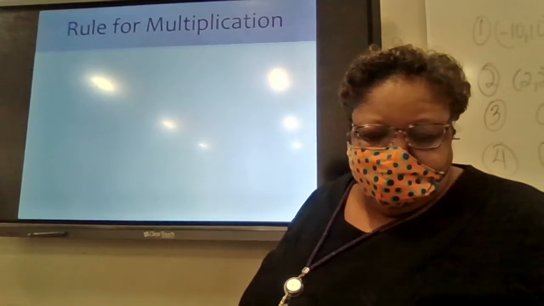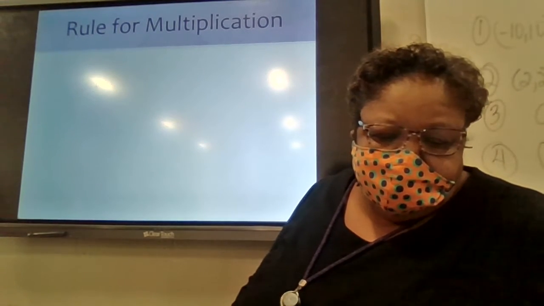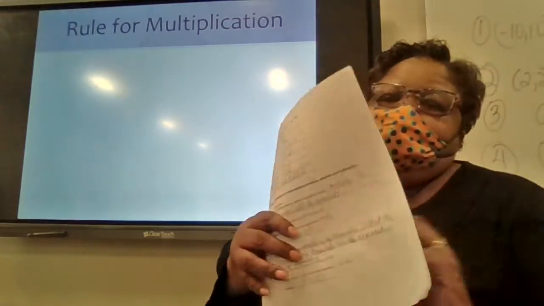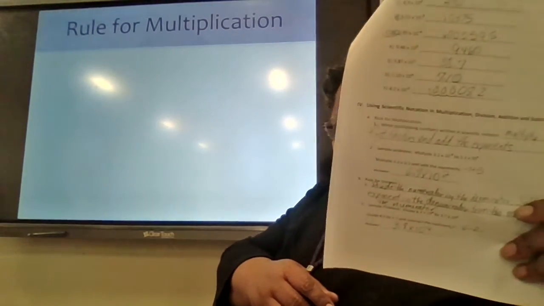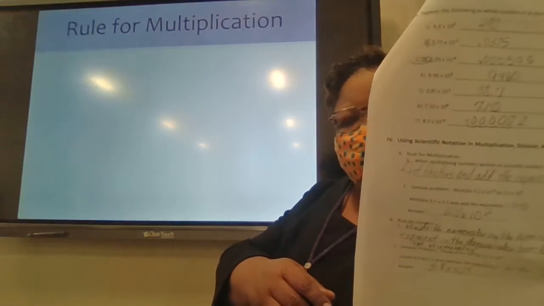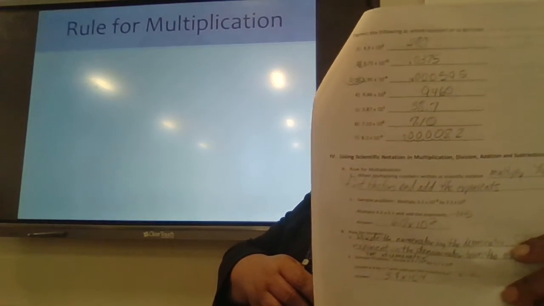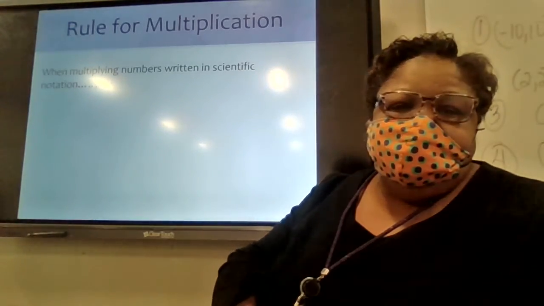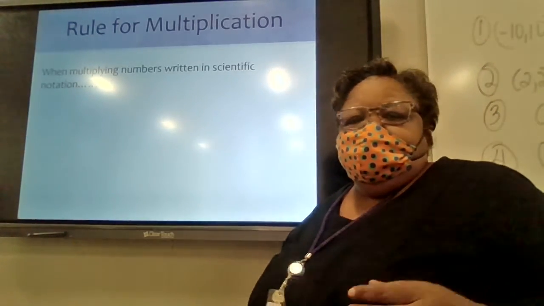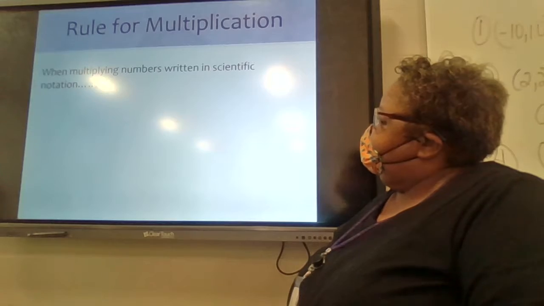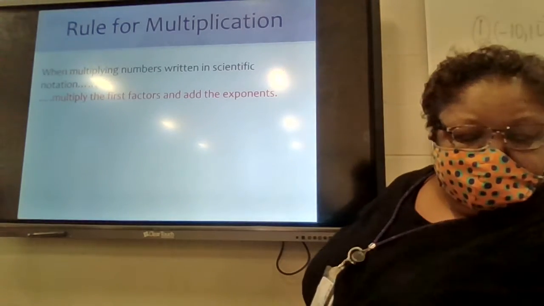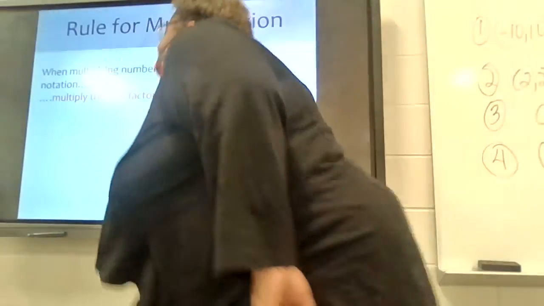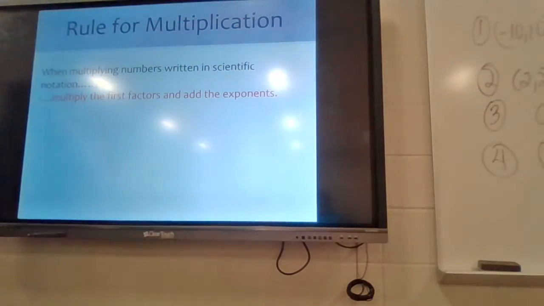Okay, so we're going to review what we went over yesterday on the rules for multiplication, and we're filling in our notes. And you can pause the video at any time if I'm going too fast. I'm going to put up mine as soon as we finish. Okay, so when multiplying numbers written in scientific notation, multiply the first factor and add the exponent. That should sound very familiar.